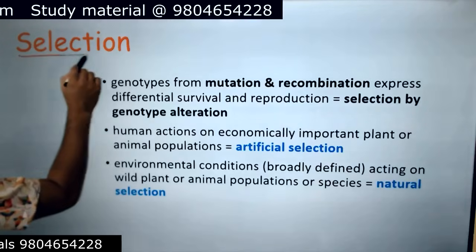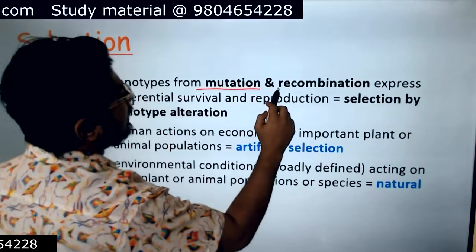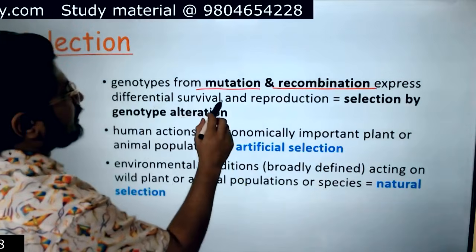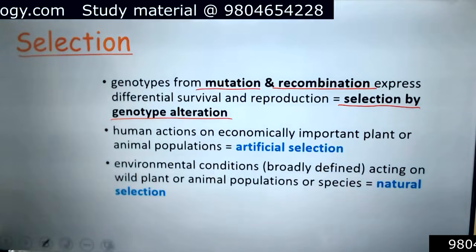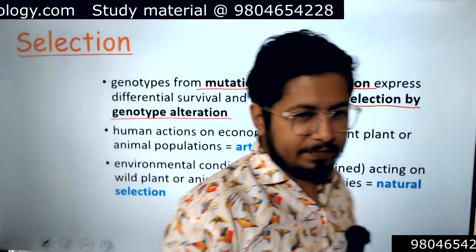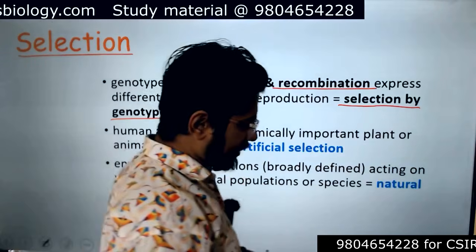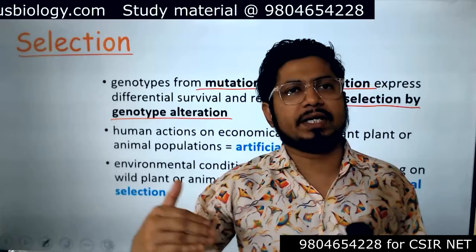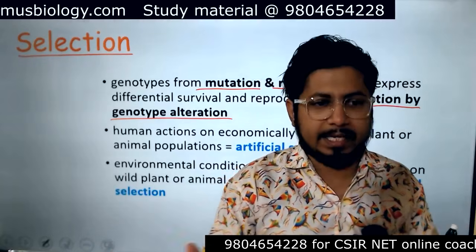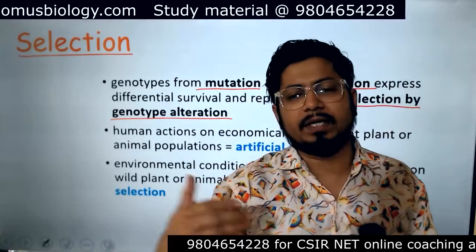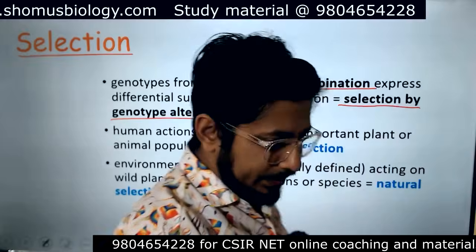Now, when we talk about selection, natural selection or man-made selection, the genotypes from mutation and recombination express differential survival and reproduction. Selection is done by genotype alterations. The selections are done based on what? Based on change in the frequencies, the genotypic alterations. Then only selected, because if we talk about natural selection, the natural selection can be towards one particular extremity of a property, right? And when we see extremity, that is a phenotypic factor, but they are actually governed by the genotype, right? So one particular extreme selection, or both the extreme selection, or stabilizing selection for the median.